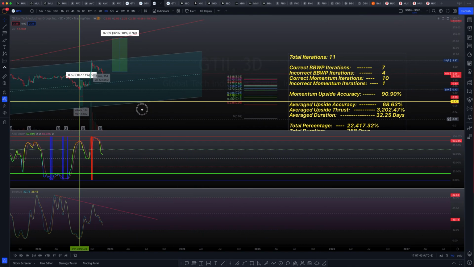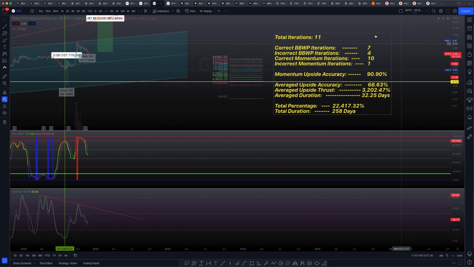Now, the data came back with some very interesting results. So you're looking at a total of 11 iterations in which 7 out of those iterations were guessed correctly to the upside, giving us an averaged upside accuracy of 68.63% with an averaged upside thrust of over 3,200% over the span of just over a month. This is proof of work.